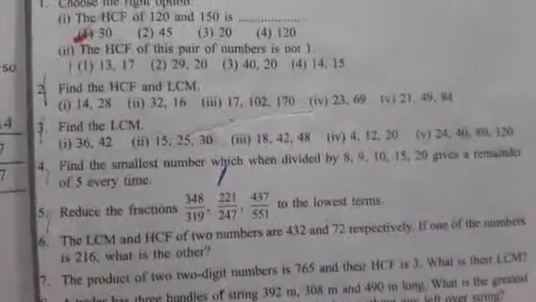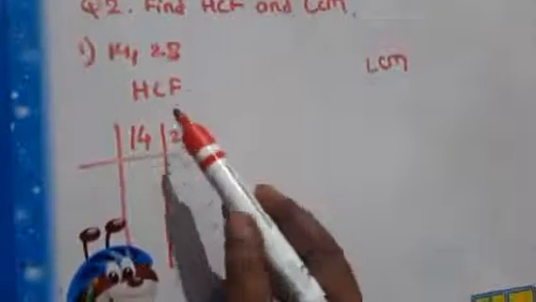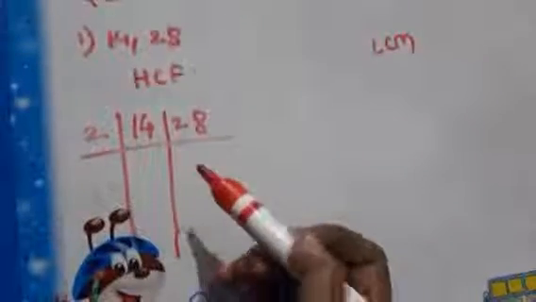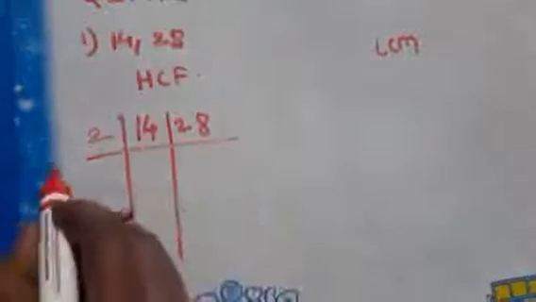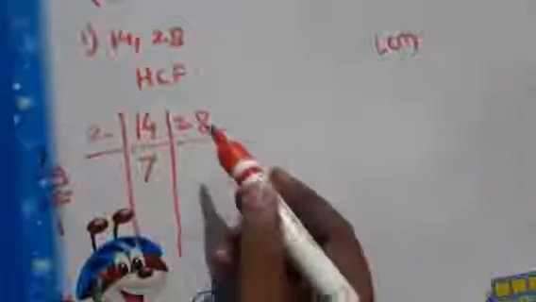Now next we will see: find the HCF and LCM of given pairs. The first question is 14 and 28. First we will find HCF. You can see both the numbers are divisible by 2. So we will take 2 here. Below 14, what should be written? 14 divided by 2. 2 ones are 2, 2 sevens are 14. So here will be 7.